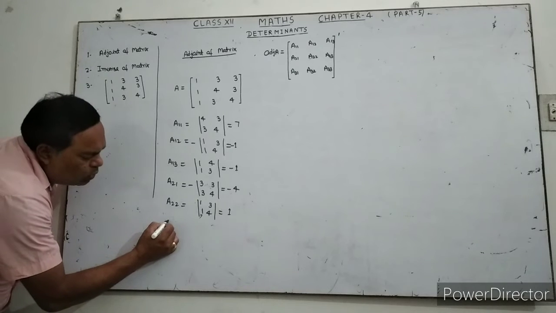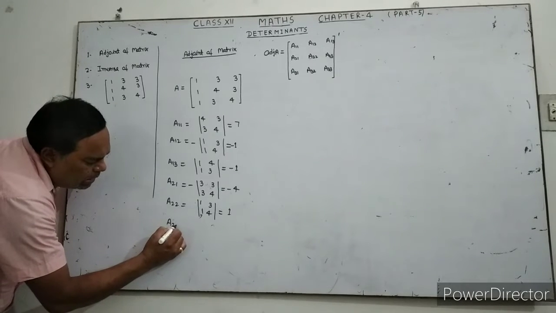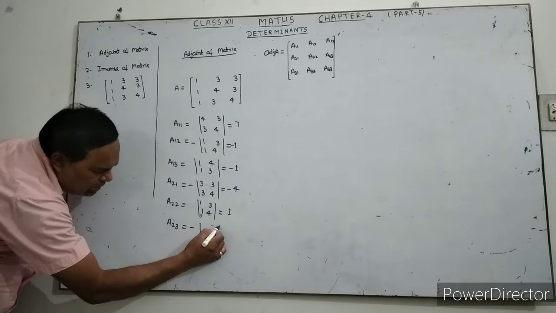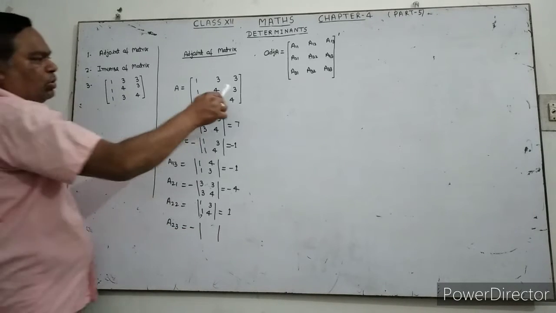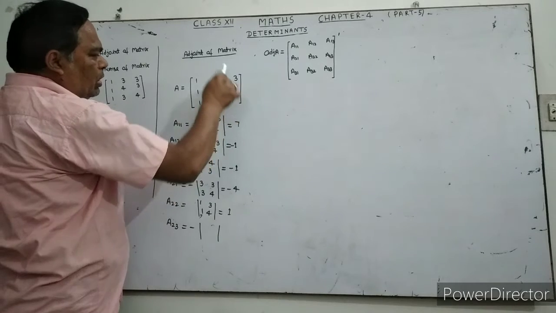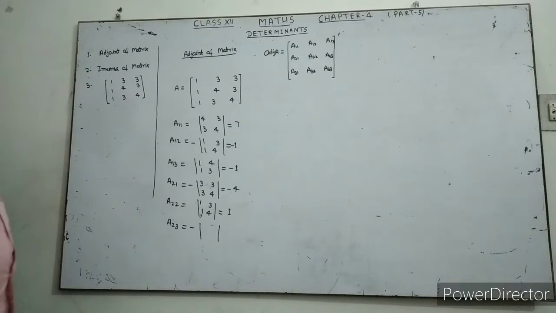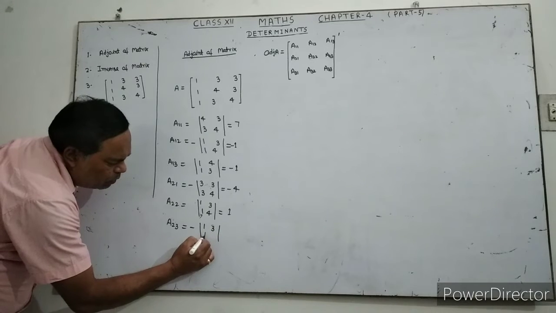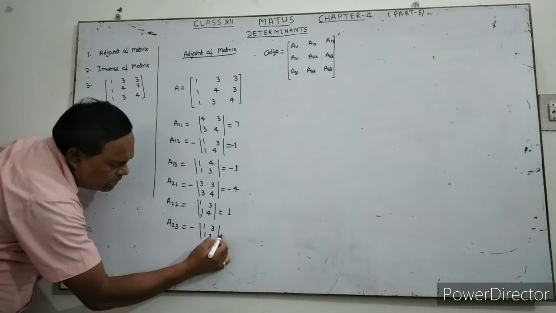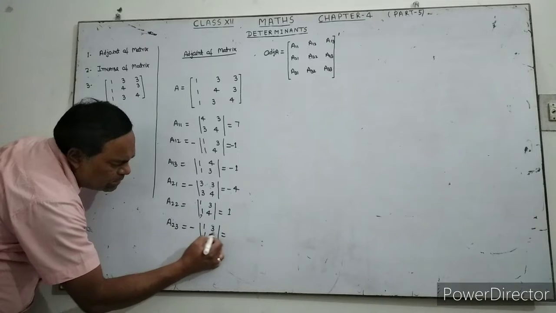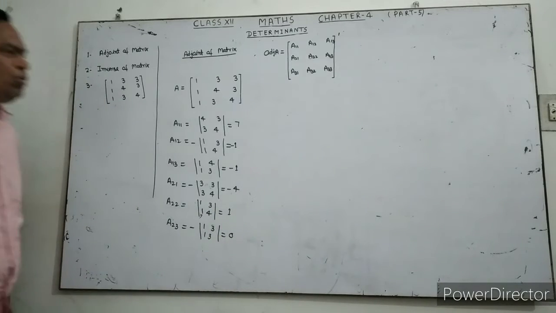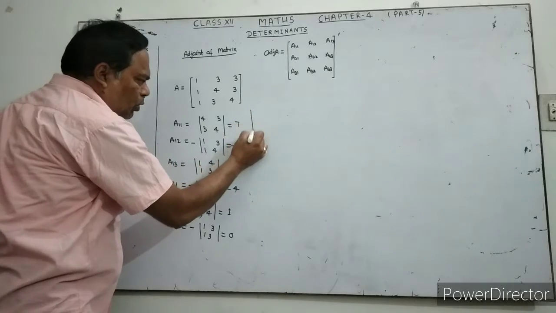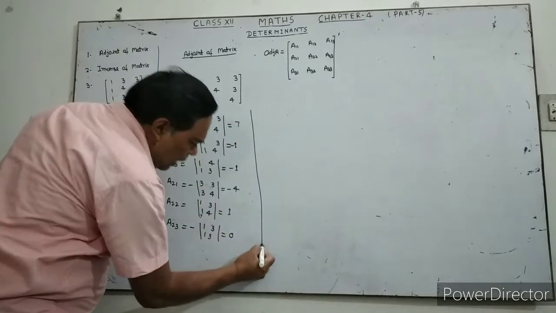Now A23. Plus or minus? Minus. So this is A23. Forget this row and this column, leaving 1, 3, 1, 3. The value is 3 minus 3, which is 0.